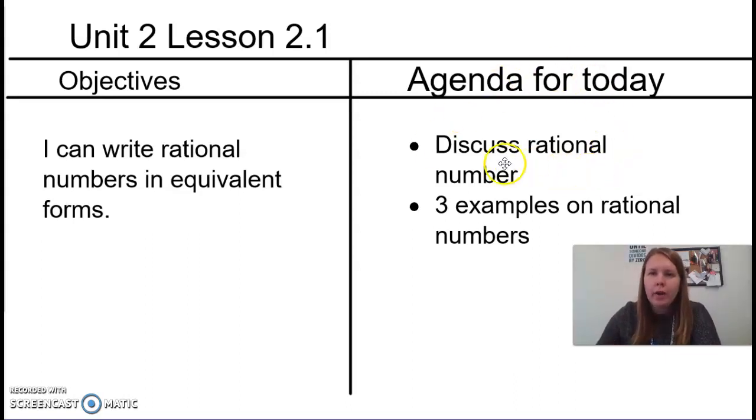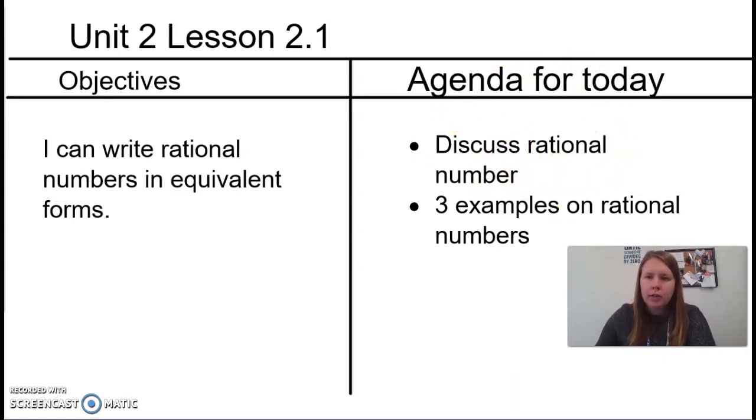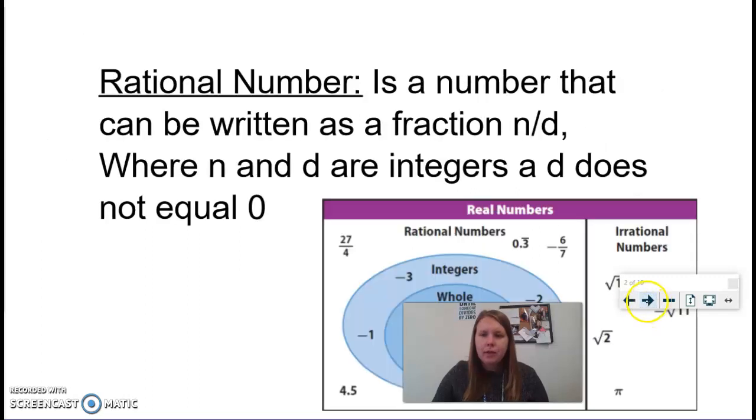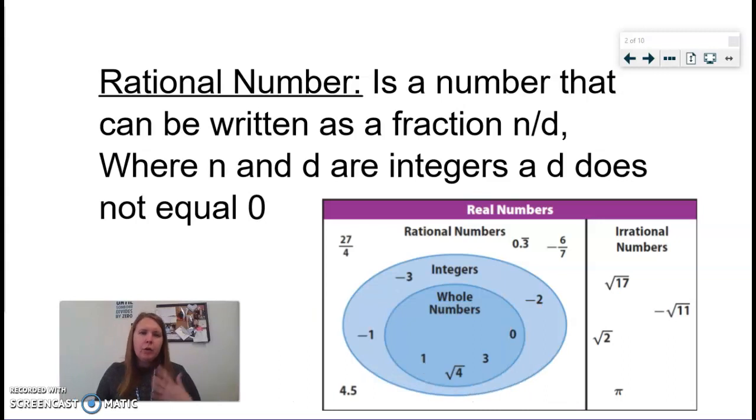So we're going to talk about what are rational numbers in this video, as well as we're going to take 3 examples of changing these rational numbers between the different types of forms that can be a rational number. So let's go ahead and talk about rational numbers. So a rational number is a number that can be written as a fraction. That's the biggest thing to realize. It can be anything as long as you can write it as a fraction.